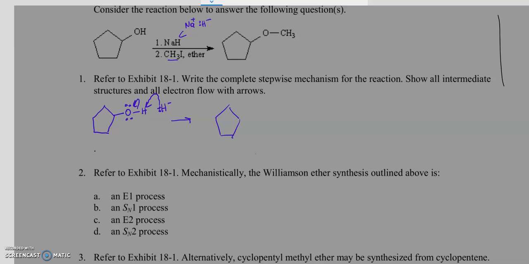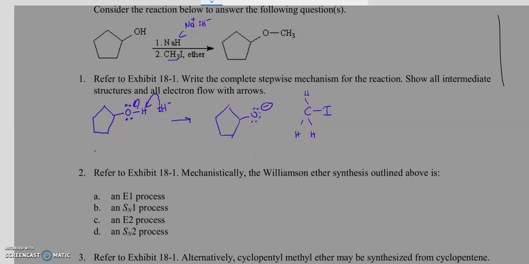Once we have that, we're going to have this negative sign right here. So this alkoxide, cyclopentane alkoxide, is going to react with this methyl iodide, right? This alkoxide ion, with its negative charge, is looking for a polarized, positively charged carbon. So we have hydrogen here, hydrogen here, hydrogen here, and then we have iodine.